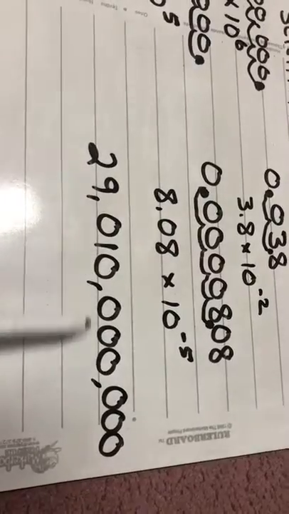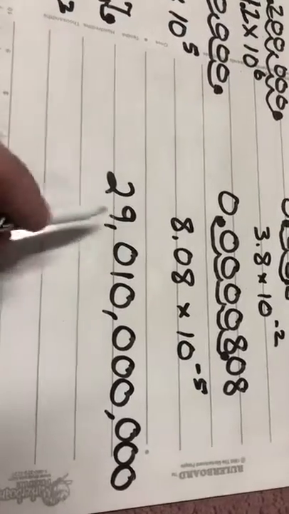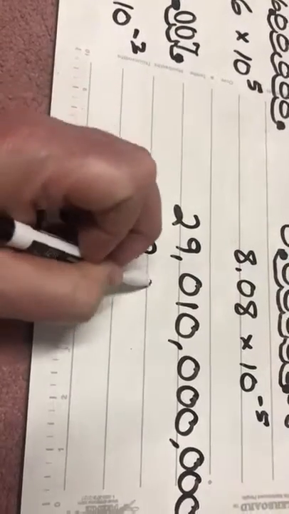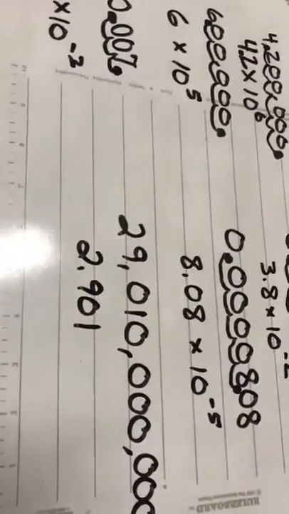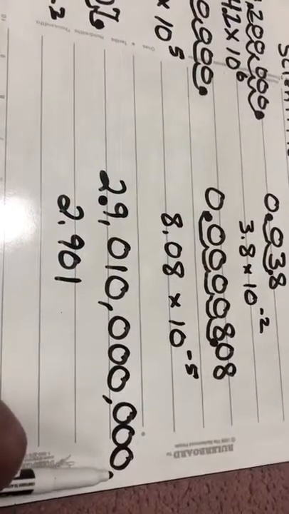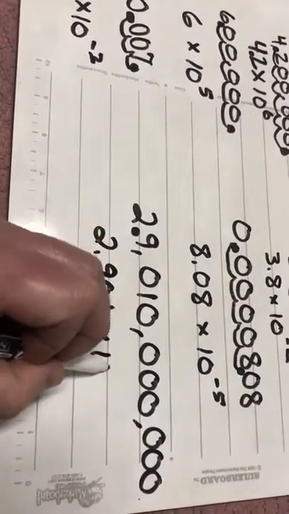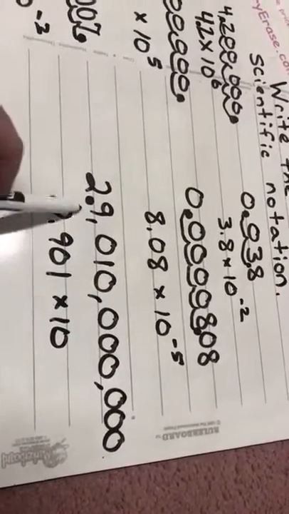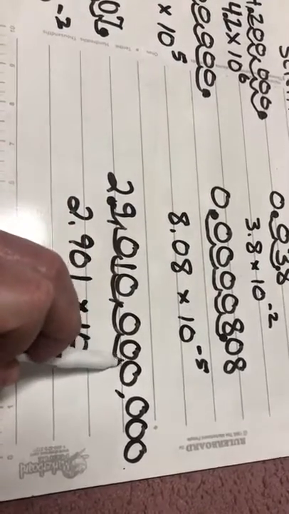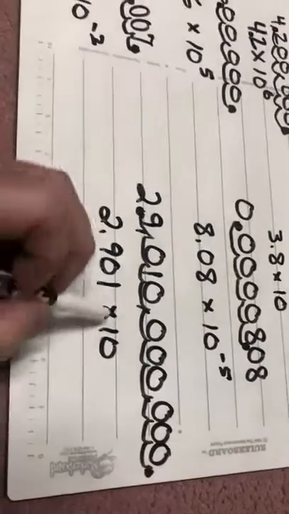29 billion, 10 million. I get 2,901. The only way I'm going to get a number that's at least 1 but less than 10 is to have 2.901. So my decimal would actually be there. And I needed it to move all the way over here. So I'm going to be moving it to the right. So I know it's going to be a positive exponent, but how many places am I moving it? 1, 2, 3, 4, 5, 6, 7, 8, 9, 10. I'm moving it 10 places to the right.